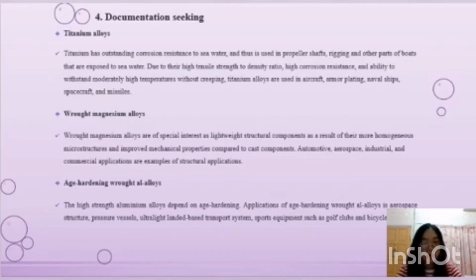For age hardening rod aluminum alloy, the high-strength aluminum alloy depends on age hardening. Applications of age hardening rod aluminum alloy are aerospace structures, pressure vessels, ultralight lander-based transport systems, and sports equipment such as golf clubs and bicycles.